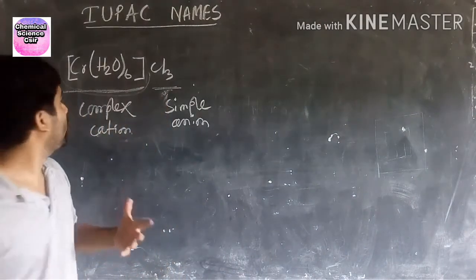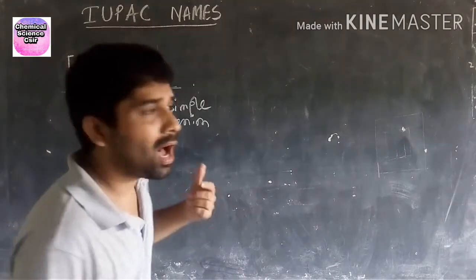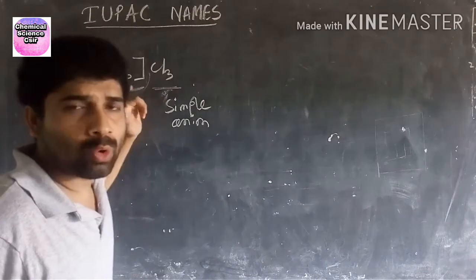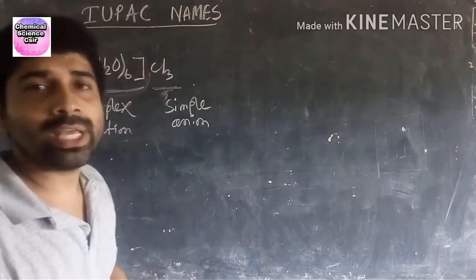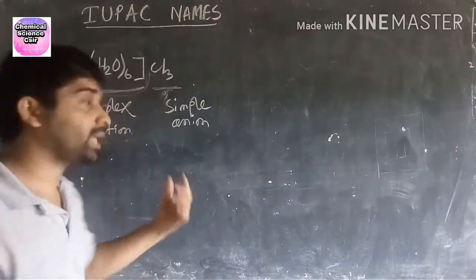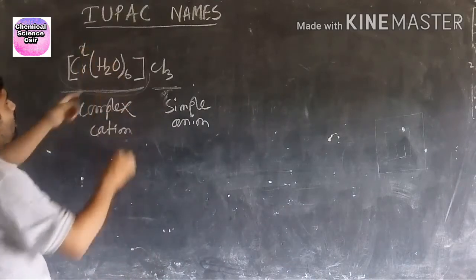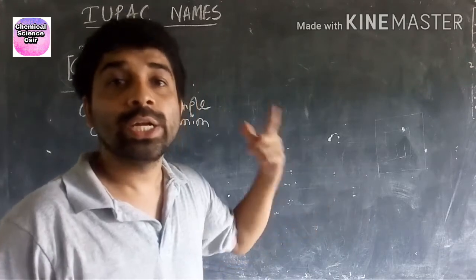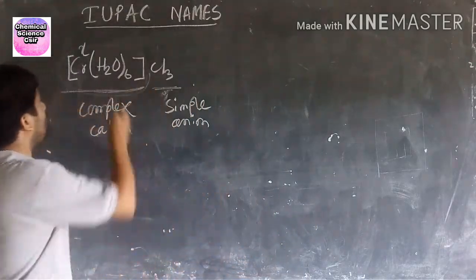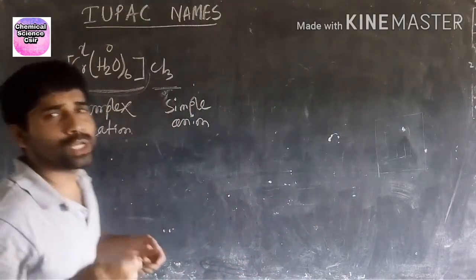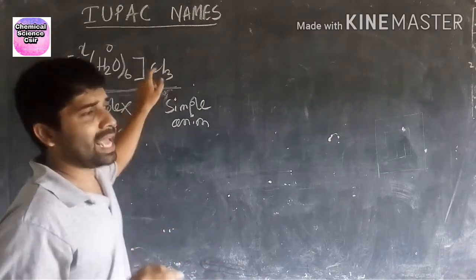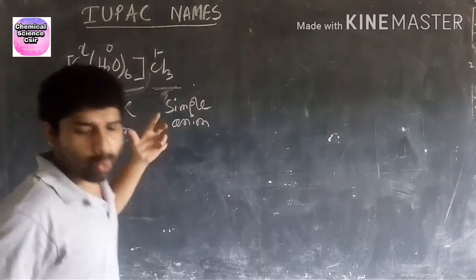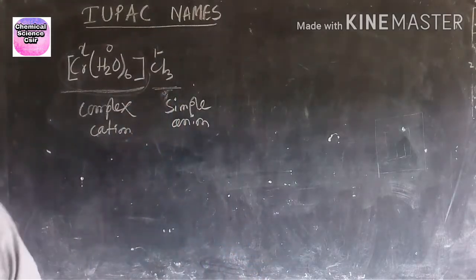Now, what is the oxidation number of chromium? How do we find it? You don't know the oxidation number of chromium, so you can assume X. Now H2O is a neutral ligand, so its oxidation number is 0, and chloride is an anionic ligand, so its oxidation number is -1.